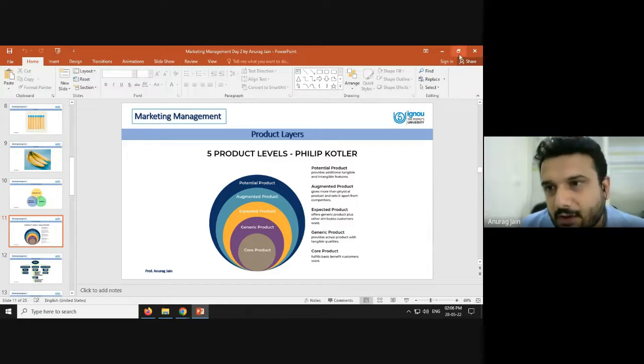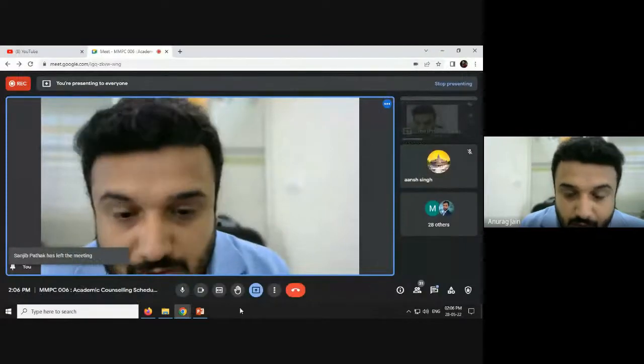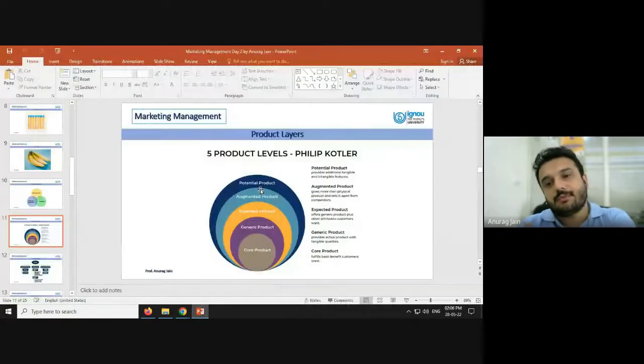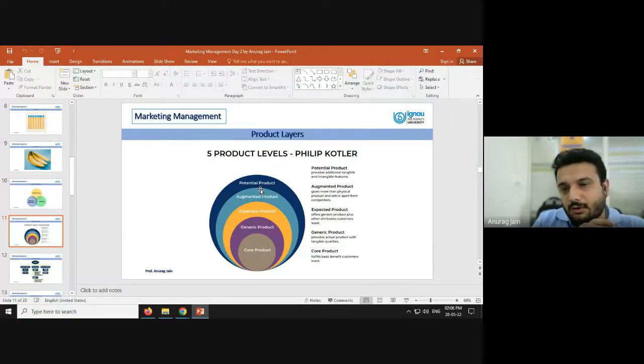Now, the next thing which we are going to talk about is the different product levels, right? So if we talk about product levels, what is the idea of these product levels? The framework was developed by Dr. Philip Kotler. So any product can have different levels or different layers. Sometimes you will see some books call them layers, or interchangeably they use the word levels as well. And it starts from the core product and always ends at the potential product.